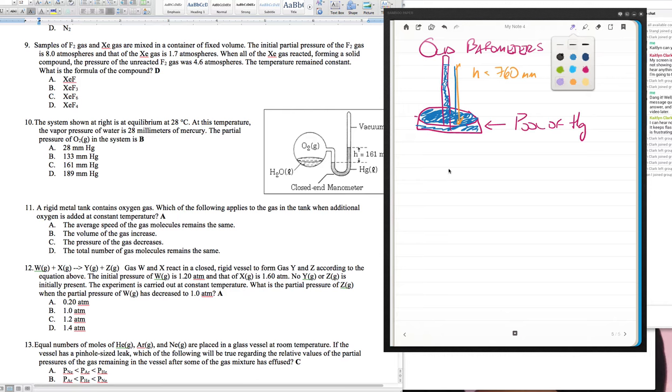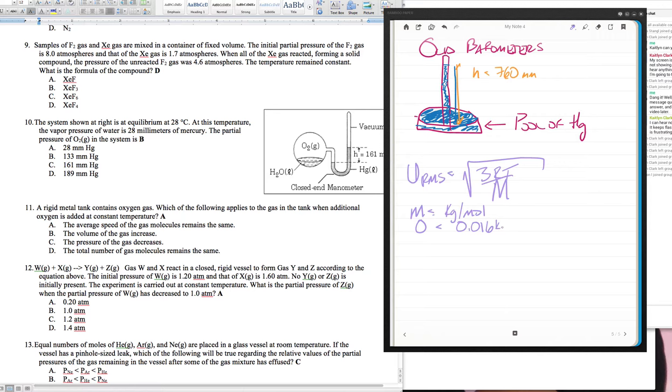I want to just remind you that the root mean square speed is the square root of 3RT over big capital M, where M is equal to kilograms per mole. So as an example, if it was oxygen, that's equal to 0.032 kilograms per mole. And that the R is equal to 8.31 joules.